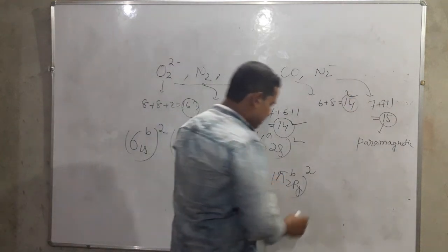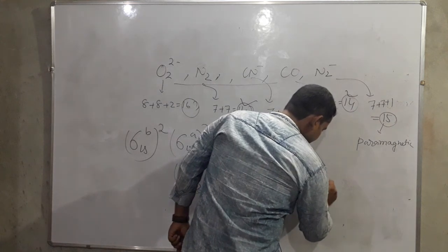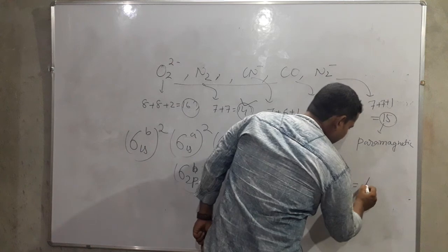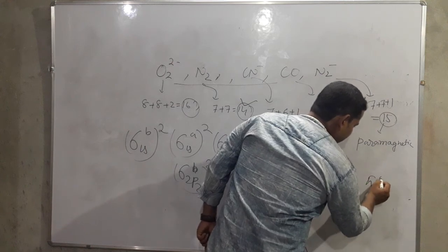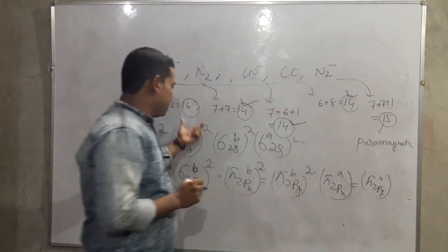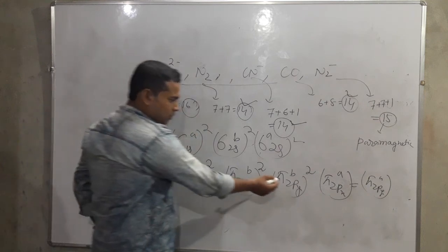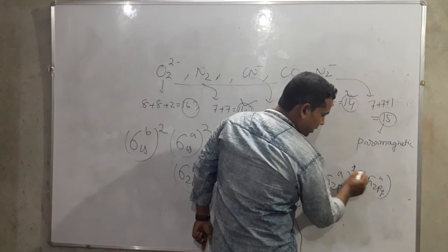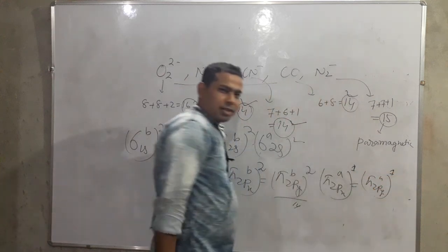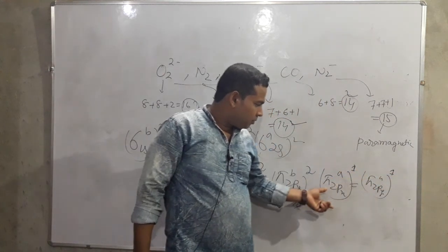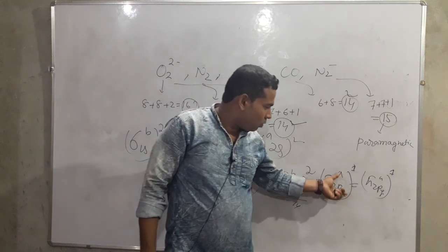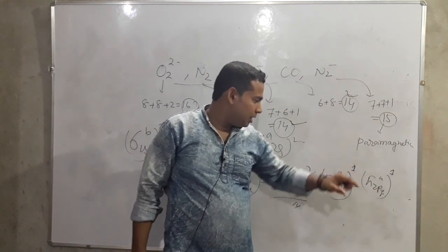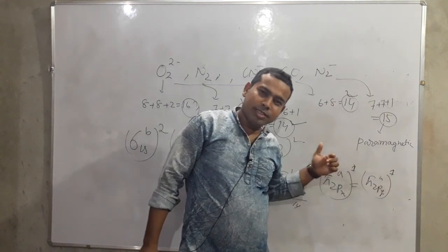उसके बाद क्या आता है? Pi 2px anti-bonding equal to pi 2py anti-bonding, in case of 16. So 14 is finished. Then 2 electrons: one is here, another is here. Why? क्यों मैंने ऐसा डिस्ट्रीब्यूशन किया? Because according to Hund's law, if 2 orbitals are present in the same energy level, then you will distribute one in the same spin.